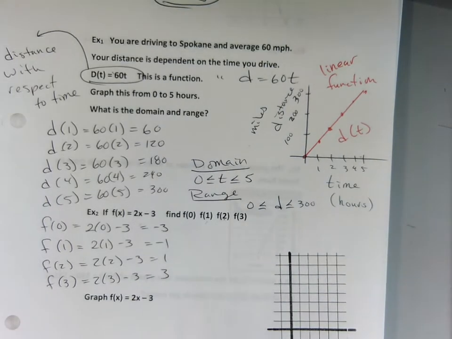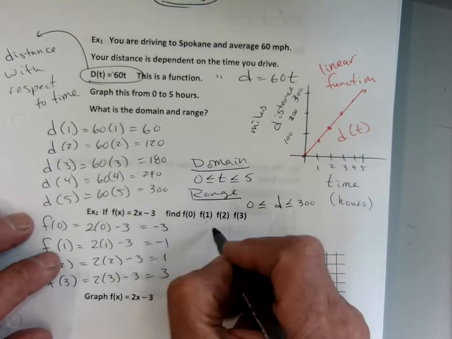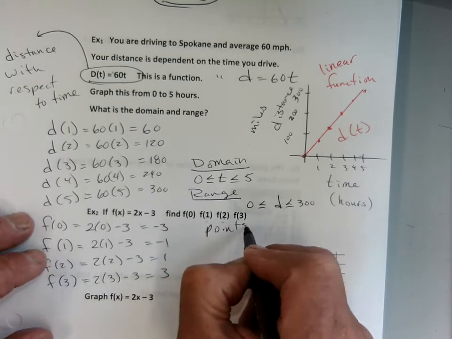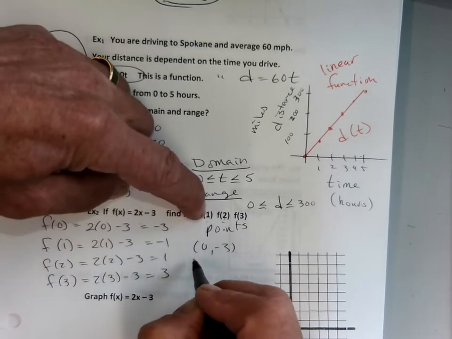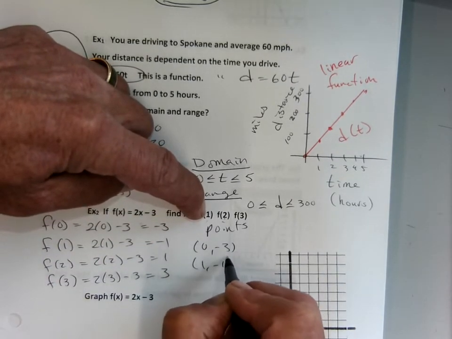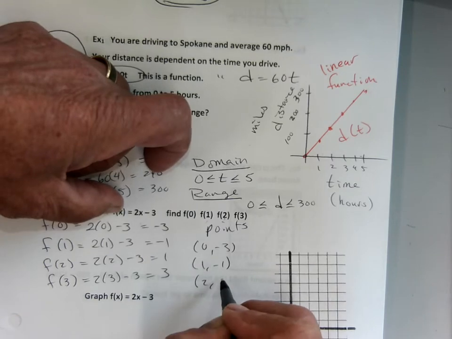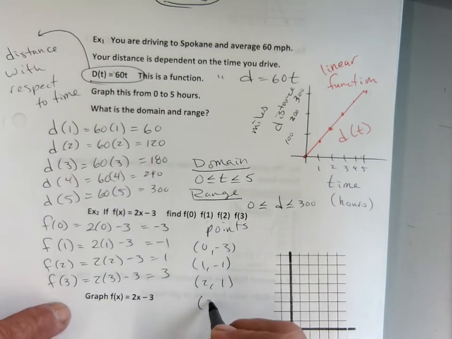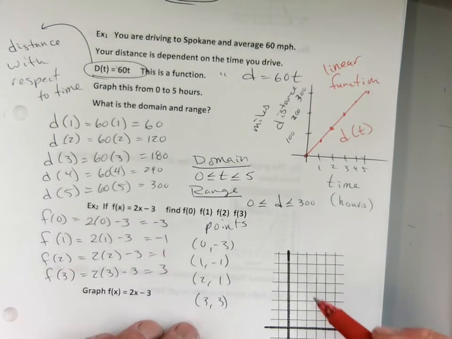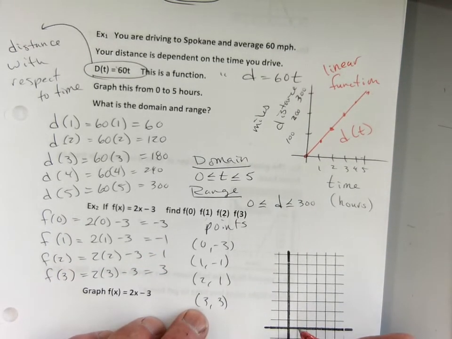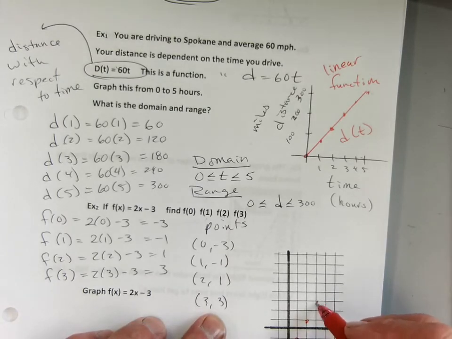Okay, now we can graph this. These are technically points. They are (0, negative 3), (1, negative 1), (2, 1), and (3, 3). Okay, these are points. I plug in 0 and I get negative 3. That's what you said, Bailey, the y's, right? So these are points, and I can graph them: (0, negative 3), (1, negative 1), (2, 1), (3, 3).